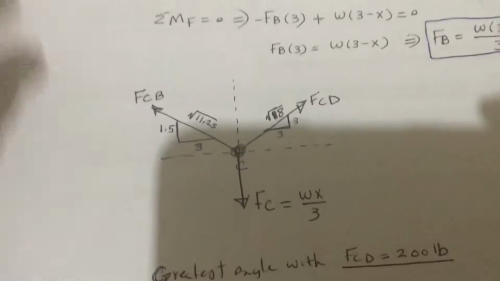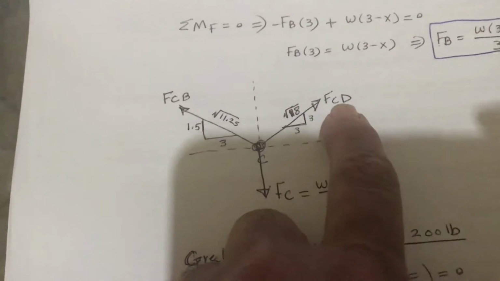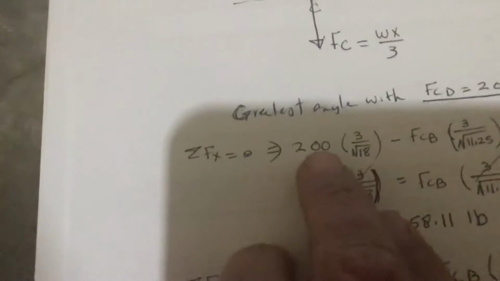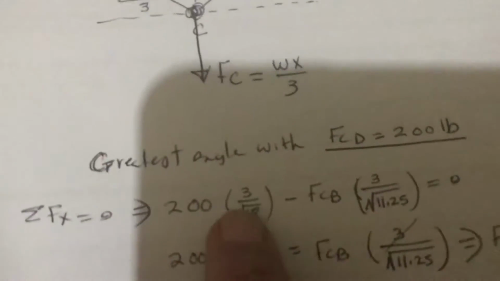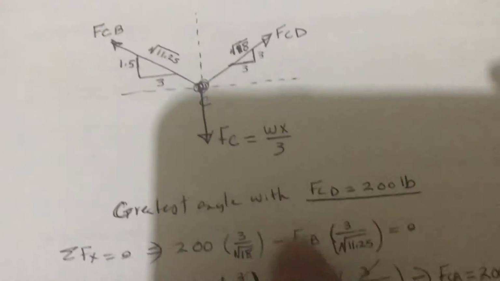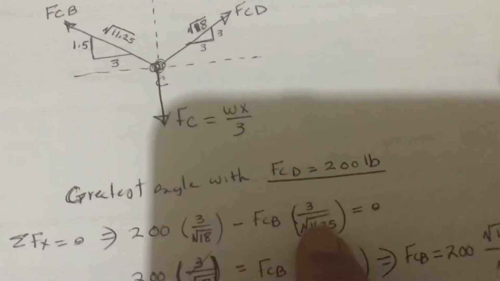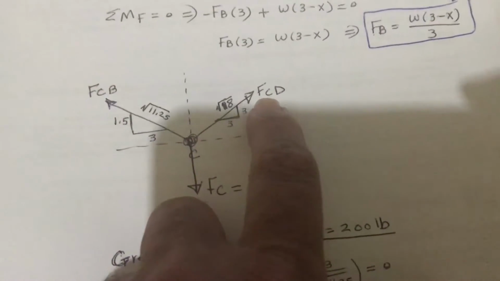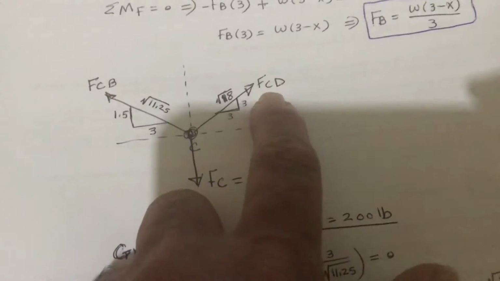Now, summation of forces in the x. FCD, which is 200 pounds, in the x is 200 times 3 over square root of 18, and this is going to be in the negative, minus FCB times 3 over square root of 11.25. We have this, of course, because we assume this is the greatest angle, so that's why this should have the highest tension.